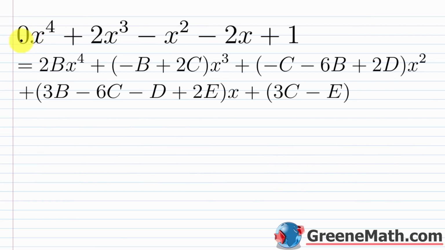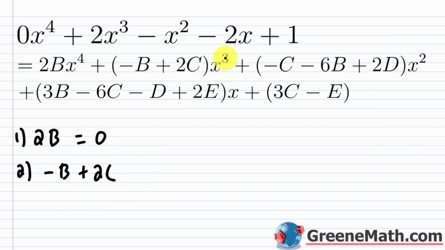So again, over here you see I have 0x to the 4th power, and I'm just putting that in because I'm going to match this up with this. If you have a power on one side, but you don't have it on the other, you can always just use 0 as a placeholder. That's going to be your coefficient for the power that's missing. So that means that 2b, that's going to be the coefficient for x to the 4th power, is equal to, what's the coefficient for x to the 4th power here? It's 0. So that's going to be your first equation of the system. Second equation of the system, you're going to say this negative b plus 2c, that's your coefficient for x cubed. That's going to be equal to 2.